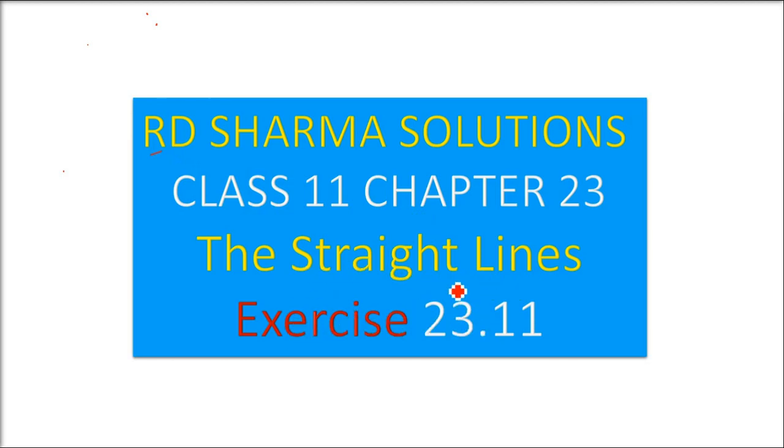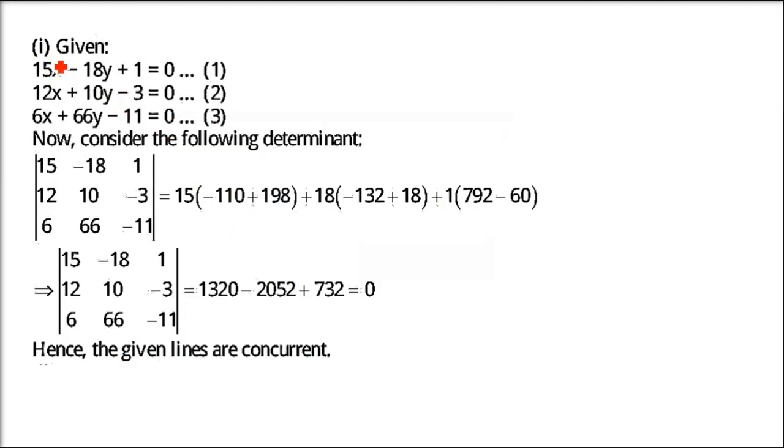Chapter 23, the straight lines exercise is 23.11. This is question number 1. There are 3 parts here. And the question is, prove that the following set of 3 lines are concurrent. So we have 3 lines passing through the same point. So you have to prove that the 3 lines are passing through the same point.